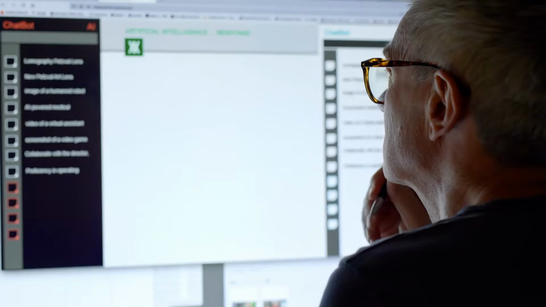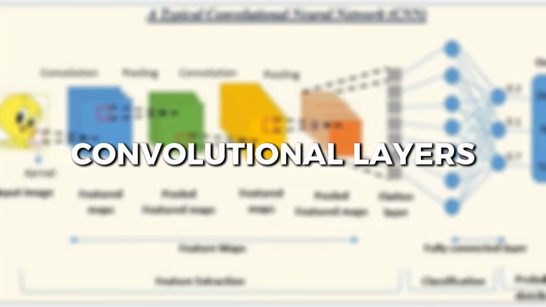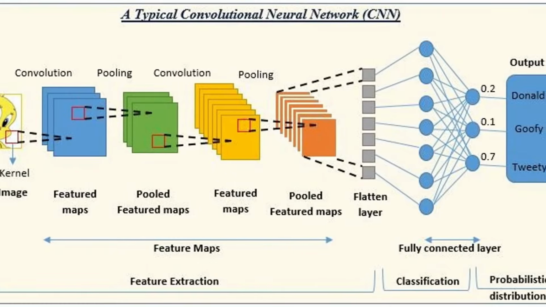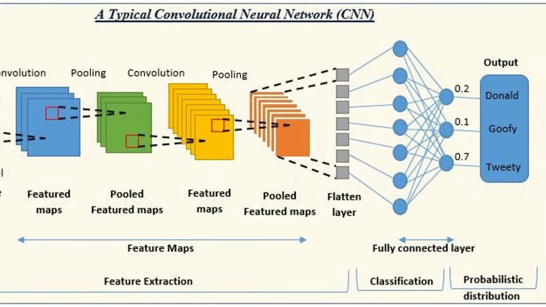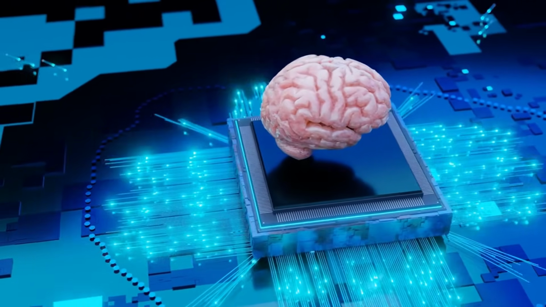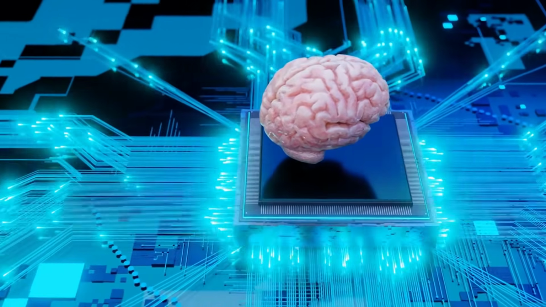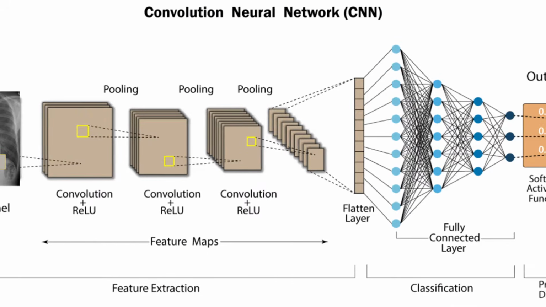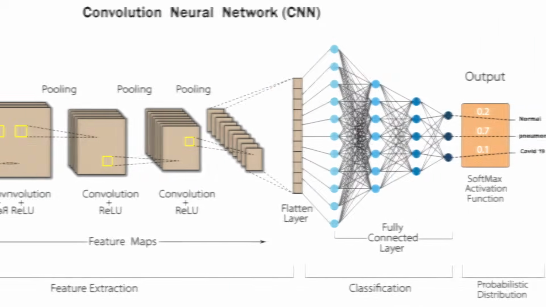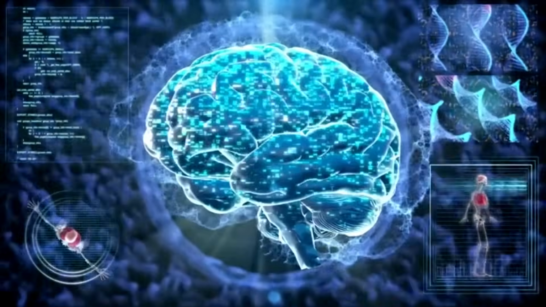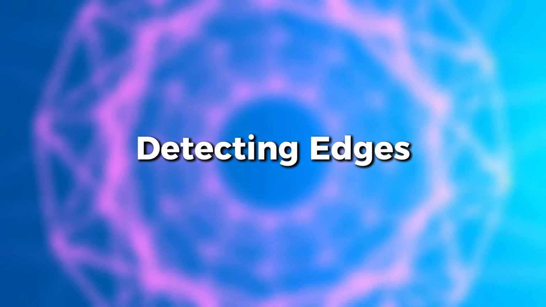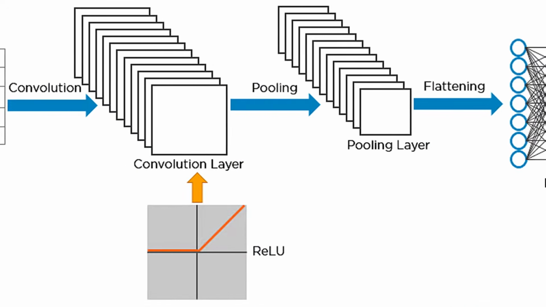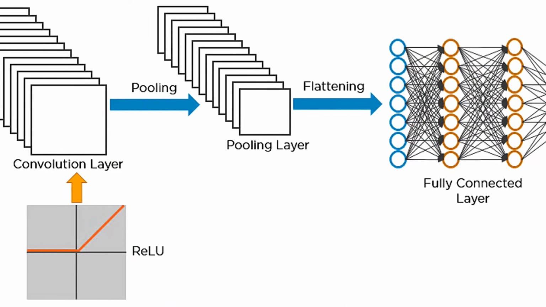The secret lies in something called convolutional layers, the foundational building blocks of modern computer vision and a core part of how AI sees and understands the world. At their core, convolutional layers are like filters that scan images, much like how our brains process visuals by detecting edges, shapes, light, and texture. AI uses convolutional layers to identify patterns within an image.